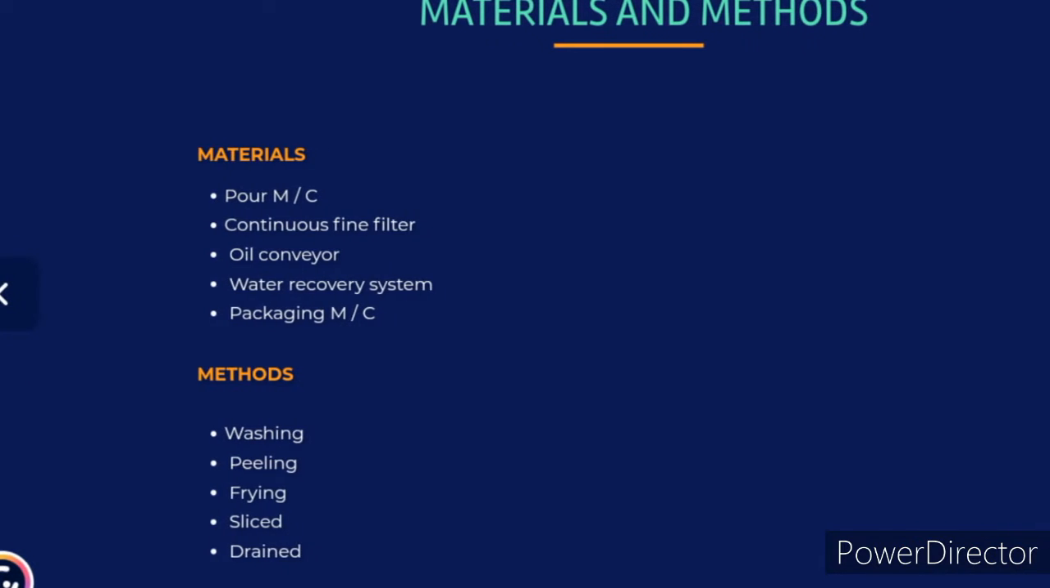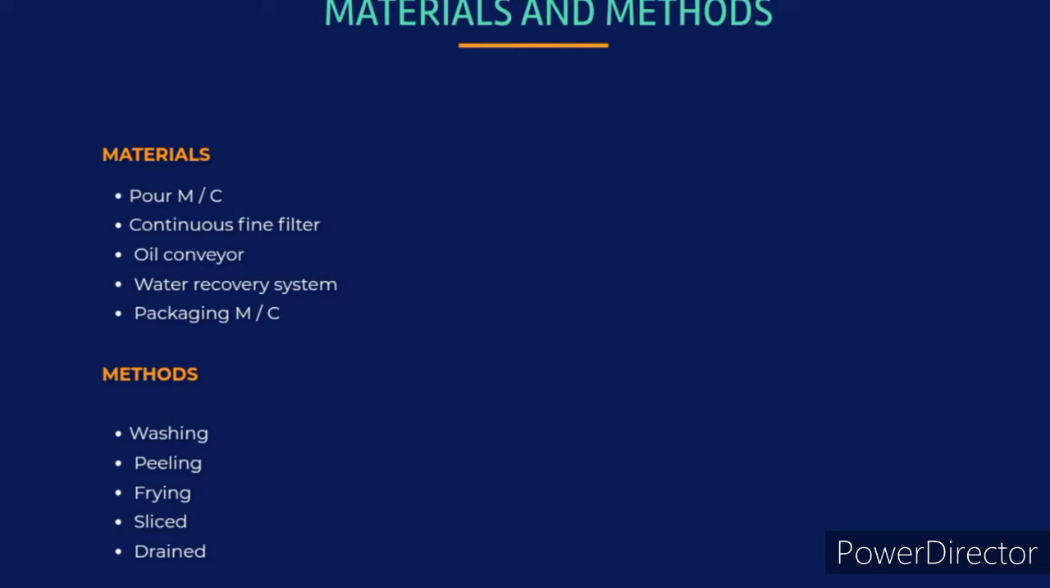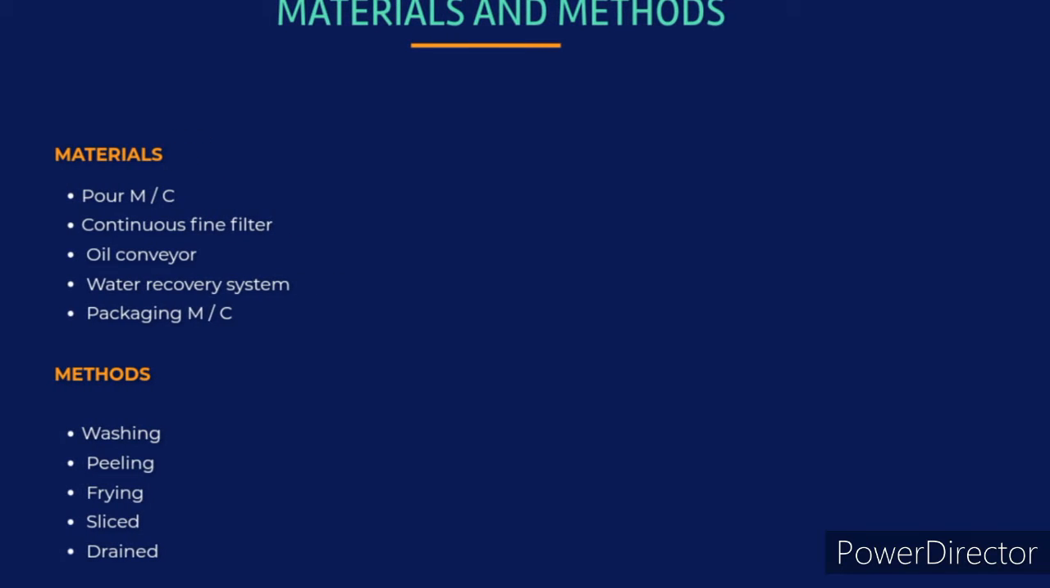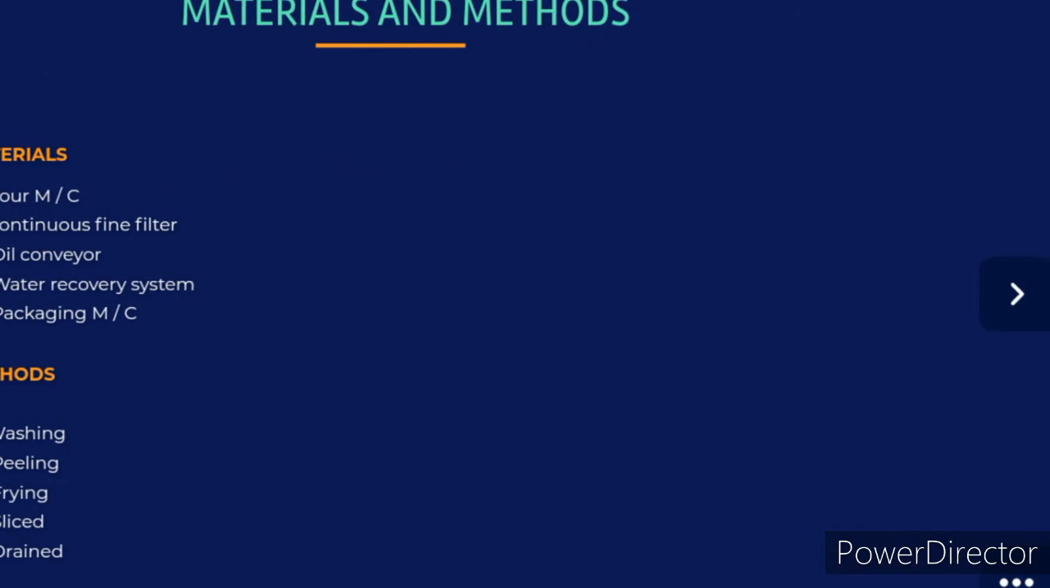Materials and methods. Materials: pot, continuous fan filter, oil conveyor, water recovery system, packaging. Methods: washing, peeling, frying, slicing, draining.